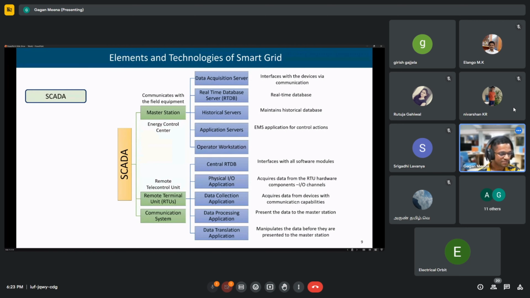Okay. Sir, what is the difference between SCADA and the human machine interface, HMI? It's a part of SCADA. HMI is a part of SCADA. Yes. Okay.